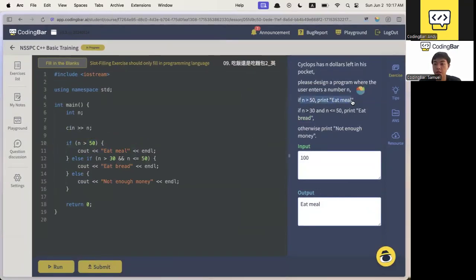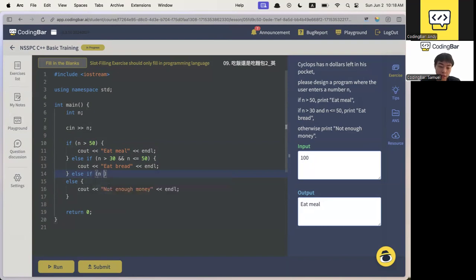How about this? If n greater than 50, print it mil. If n greater than 30 and lesser than or equal to 50, print it bread. Otherwise, print not enough. Here we introduce another new thing. It's called else if. If something is true, we execute this part of code. Otherwise, if this condition is true, we execute another part of the code. Otherwise, if none of the above match, we execute this part of the code. So you can add as many else if as you like.